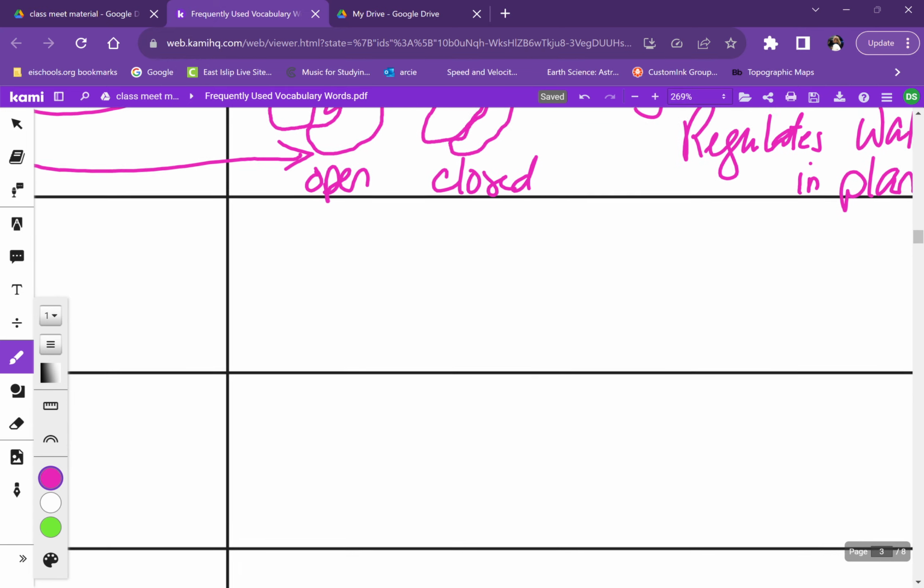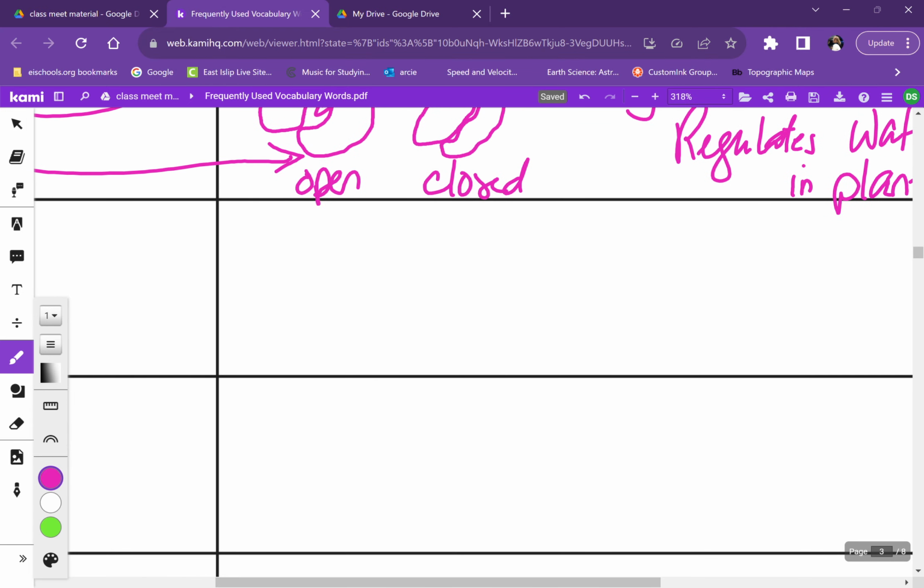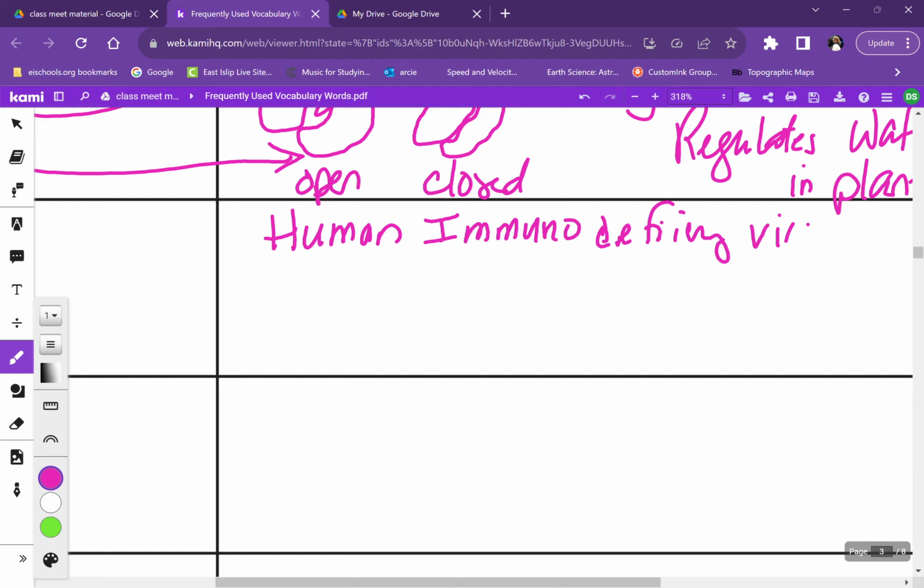All right, HIV is the next one. This is human immunodeficiency virus. I'm writing very sloppy. HIV, human immunodeficiency virus. Basically compromises the immune system.